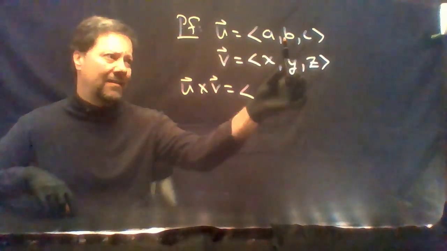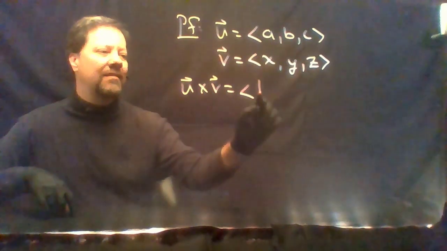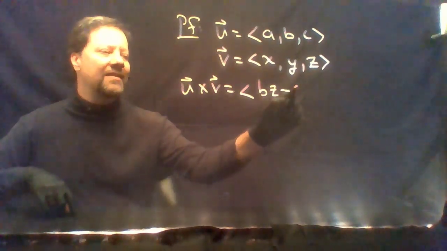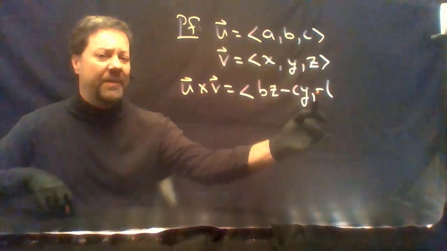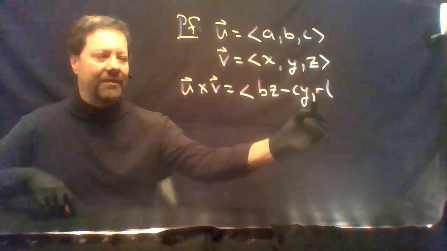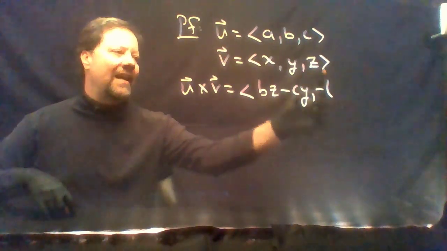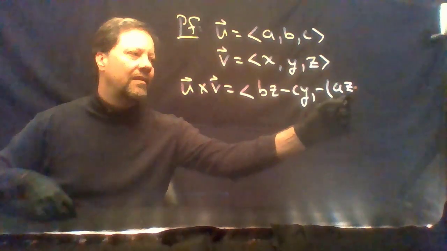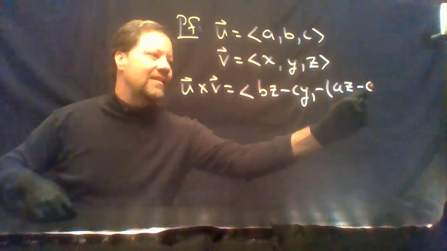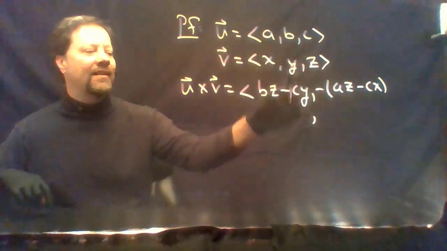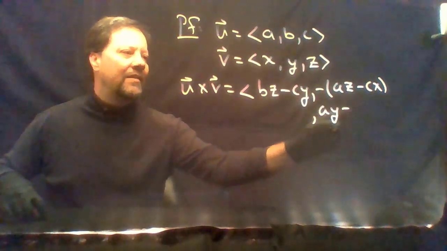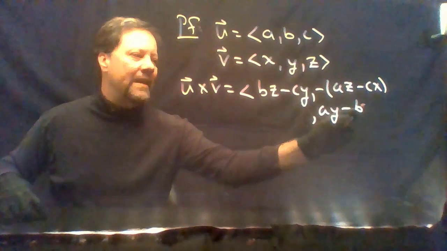will be BZ minus CY. Don't forget the preemptive minus from the middle cofactor, minus AZ minus CX. And then for the last coordinate, AY minus BX.